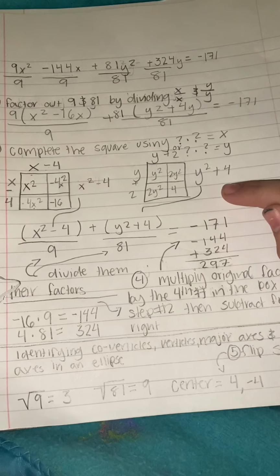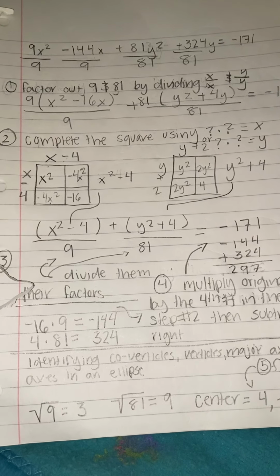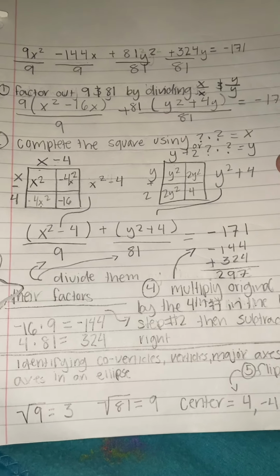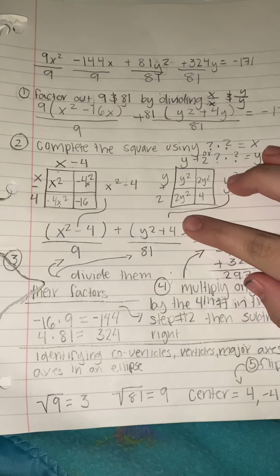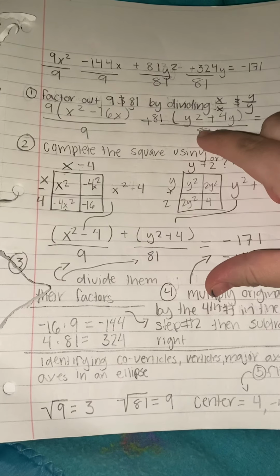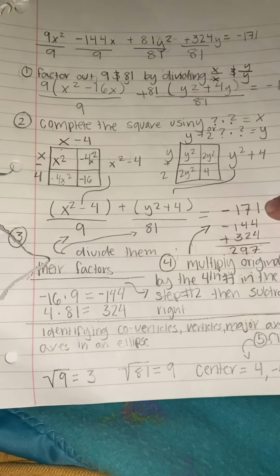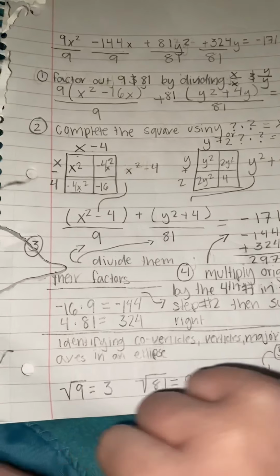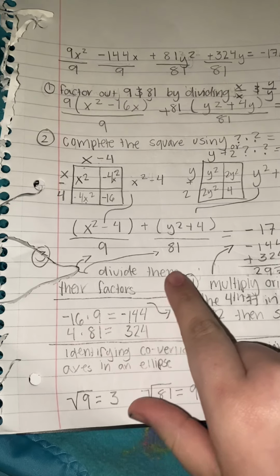And then I did that for this side. I did y times y is equal to y squared, all of that, and then I got y squared plus 4. Then I used these for my equations, and I put the factors underneath to divide by. And then step 3 is to divide them by their factors.